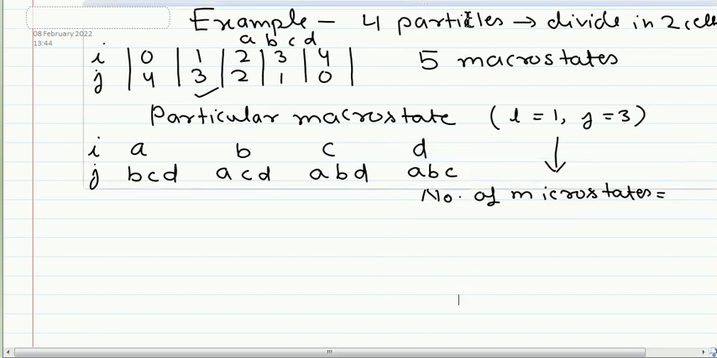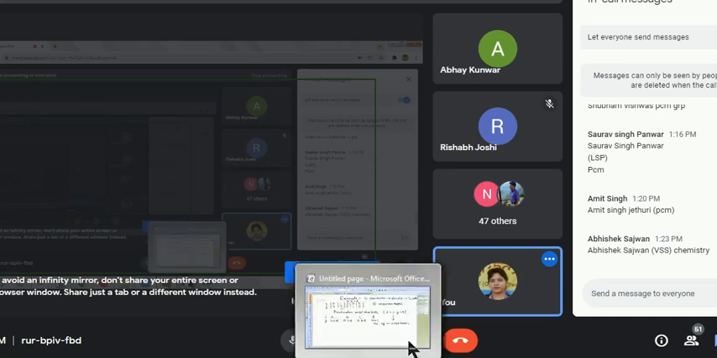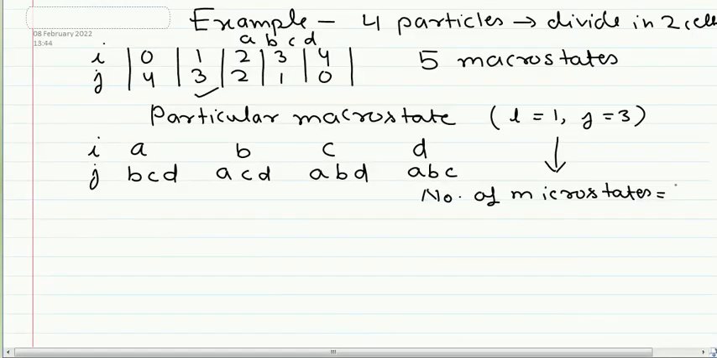Number of microstates corresponding to this. हाँ कोई बताओ भाई, आसान है ये तो. 8 कैसे हुआ? नहीं, टोटल नंबर ऑफ माइक्रोस्टेट्स नहीं पूछ रहे हैं. द नंबर ऑफ माइक्रोस्टेट्स करस्पॉन्डिंग टू दिस मैक्रोस्टेट. This macrostate in which the one particle in the ith cell and 3 particles in the jth cell.